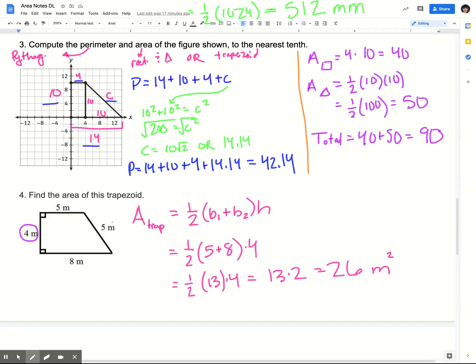So the area of my trapezoid is 1/2 of the sum of the bases times the height. So 1/2 of 5 plus 8 times 4, which is my height. 5 plus 8 is 13. And then I did that reduction: 4 divided by 2 is 2, multiplied by 13, and you get 26. For this one, I do need a unit in my answer because I gave you units in the problem. Because it's an area, my unit is meters squared.